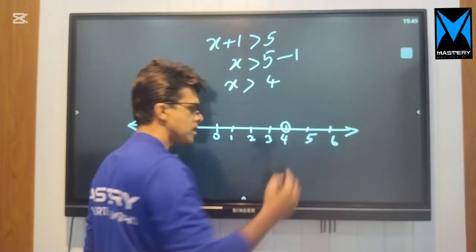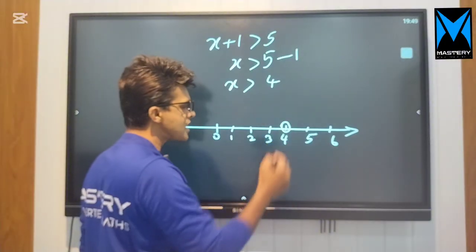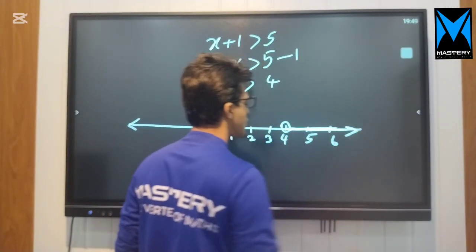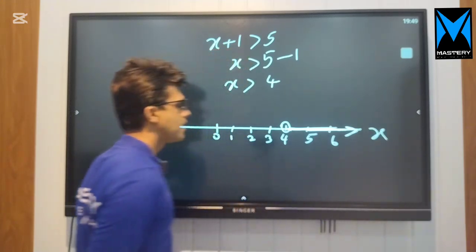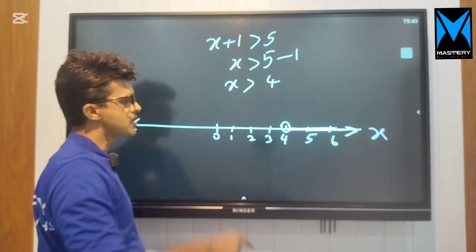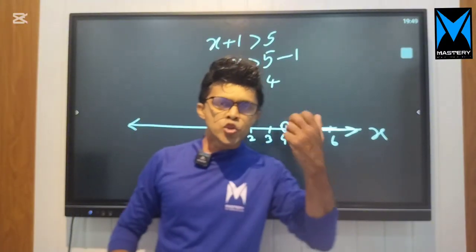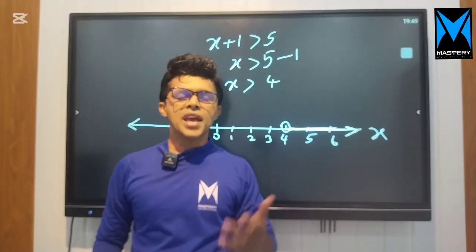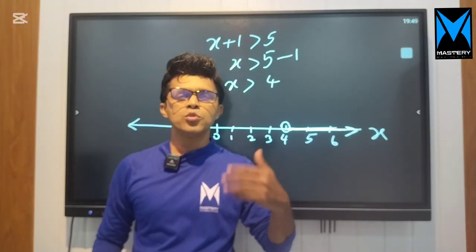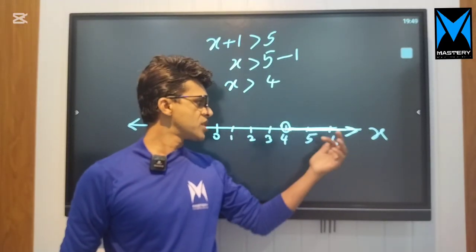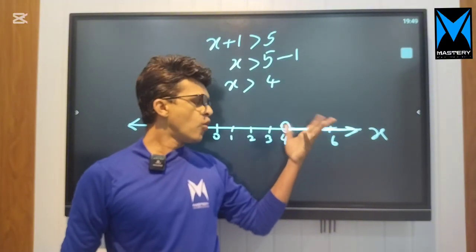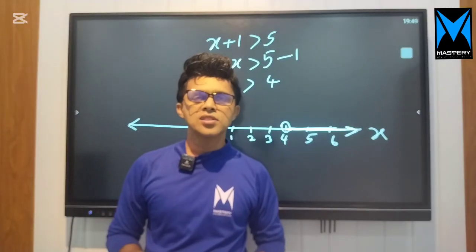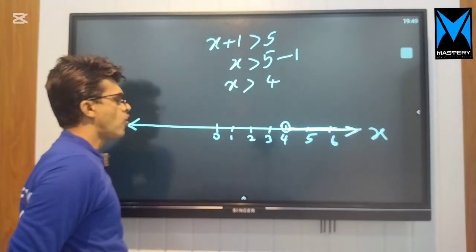So you need to draw a circle here. You should not color inside the circle. Then you need to shade here. These are the solutions of this inequality. X is greater than 4, which means all the values greater than 4 should be taken. When you take integral values, that means 5, 6, 7, 8, 9, 10, and so on. All the values greater than 4 are taken as solutions of this inequality.